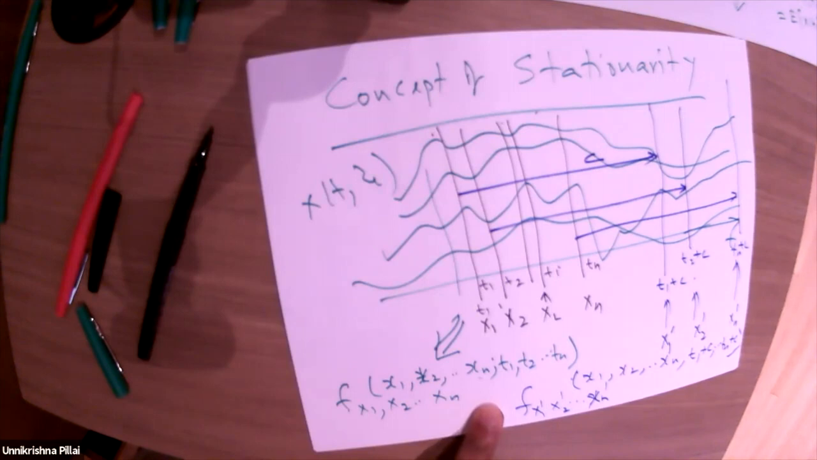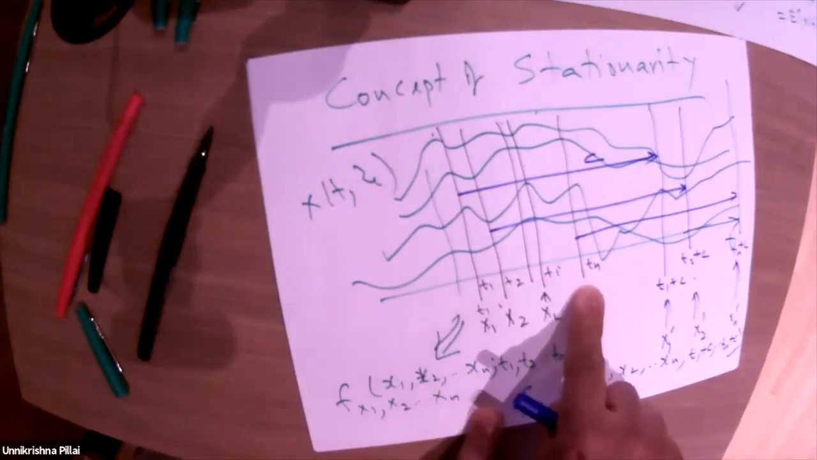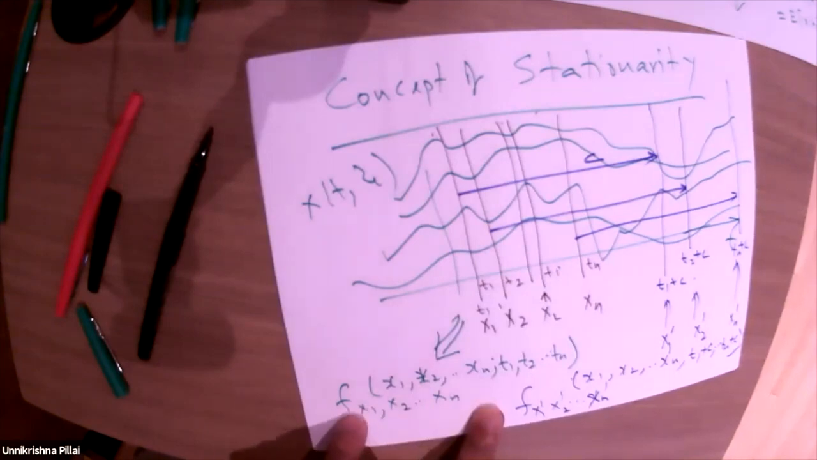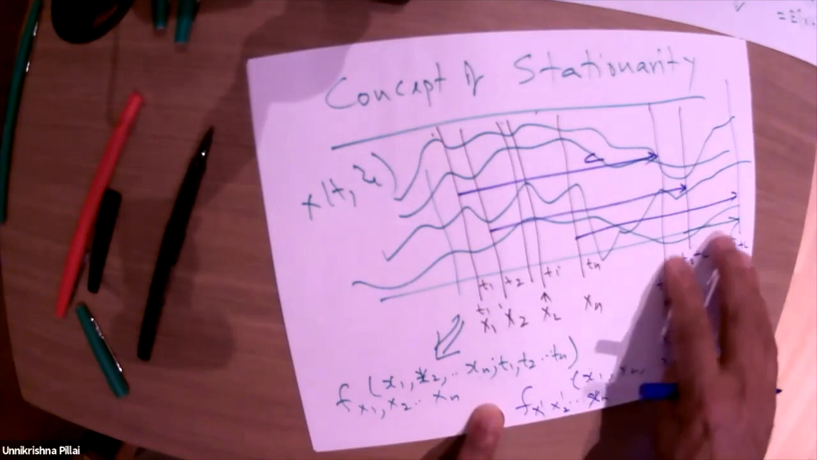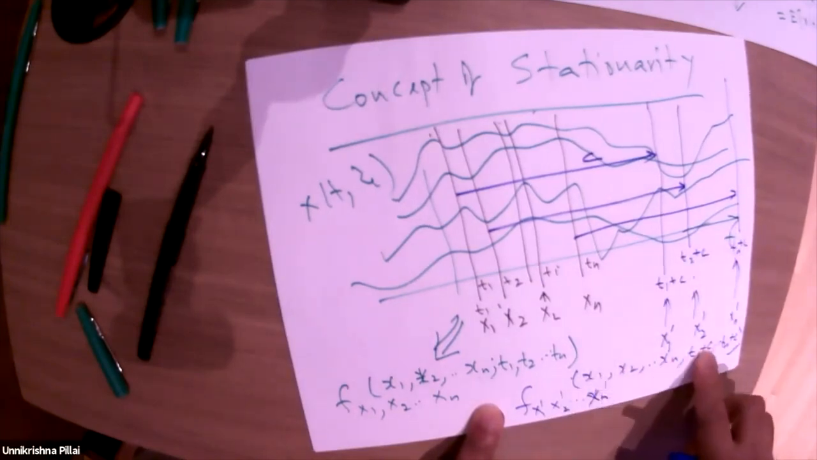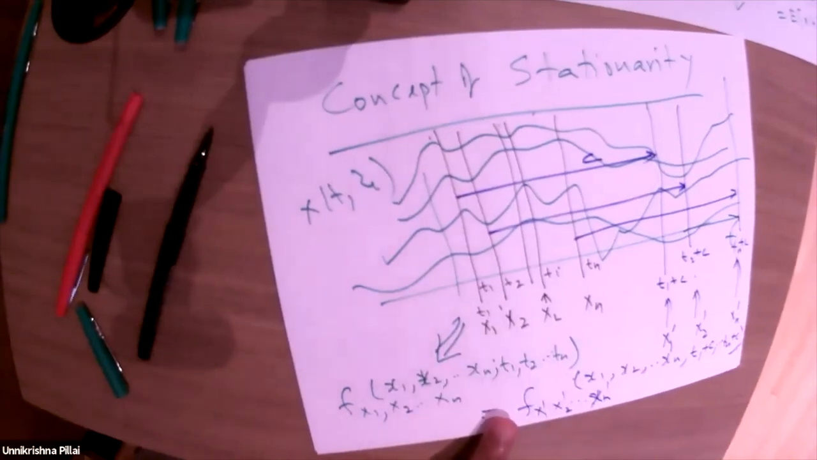And the one on the right is where I have shifted everything to tomorrow. So look at this: today 9 a.m., 10 a.m., 11 a.m., three time instances. I look at their joint behavior, which is given by this density function. I come back after 1 month or 1 day and look at the same behavior tomorrow, and that's described by this. So if these two things are equal, what can you say about the process?